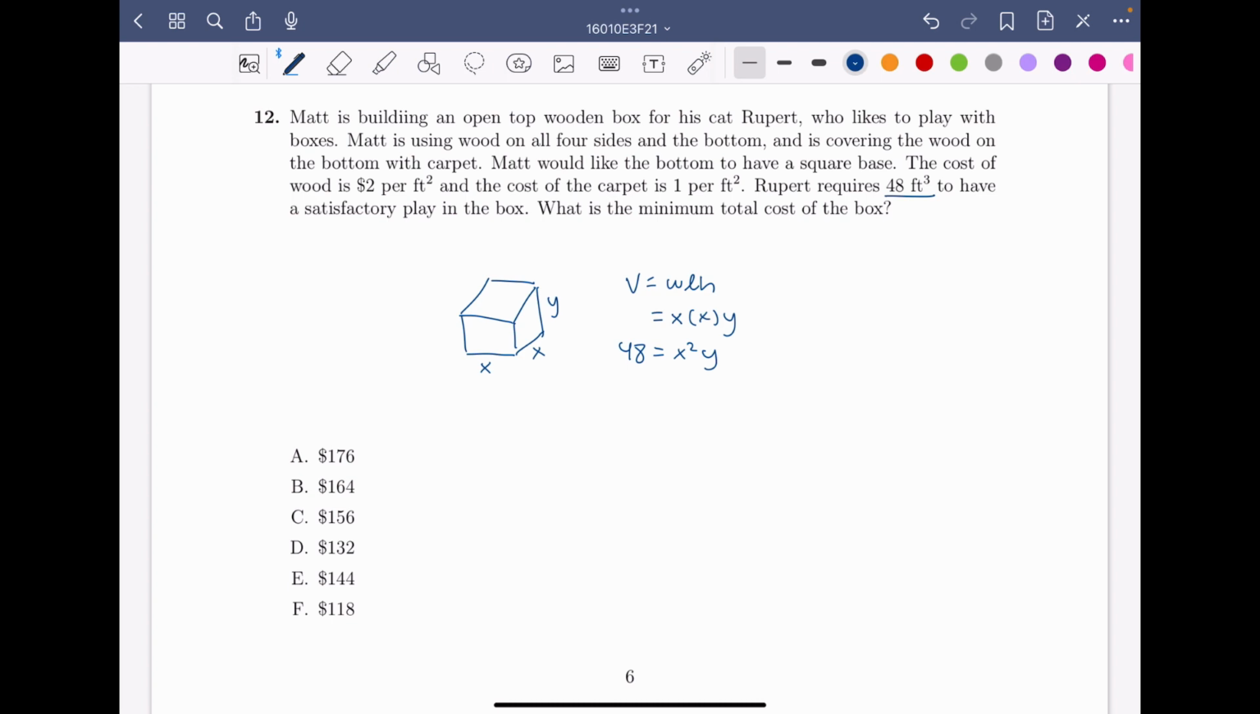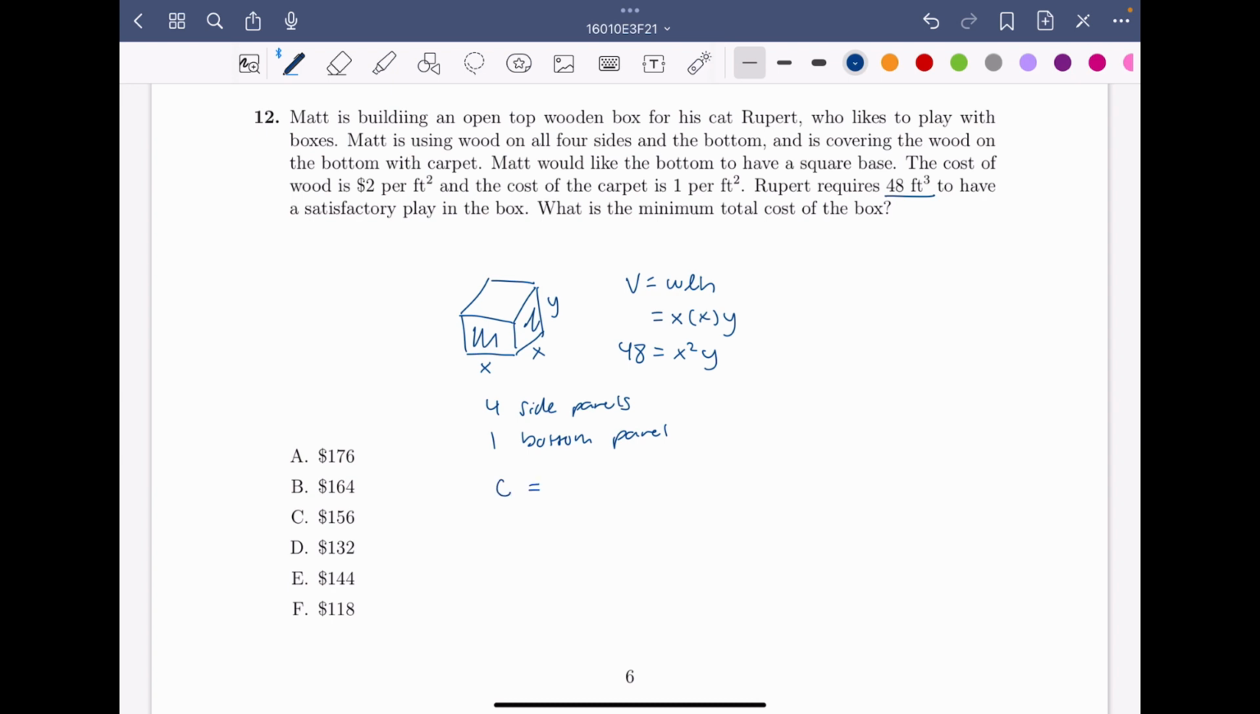Now, we need to find an equation for cost. When we look at this box, there are 4 side panels and 1 bottom panel. The top panel is open, so we don't need to worry about the cost for that. So let's go ahead and write the function for the cost.